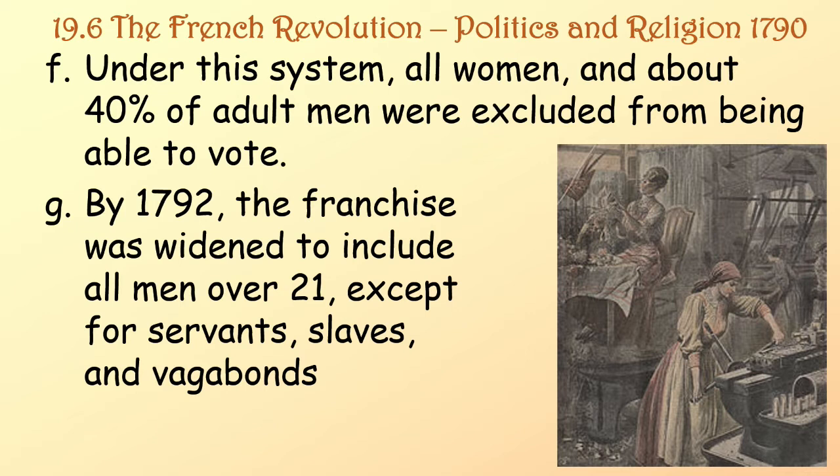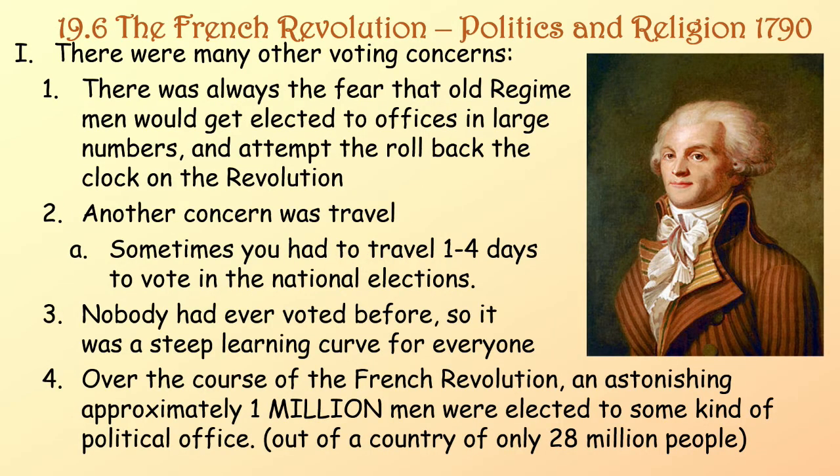By 1792, the franchise was widened to include all men over 21 except for servants, slaves, and vagabonds. There were many other voting concerns. There was always the fear that old regime men would get elected to offices in large numbers and then attempt to roll back the clock on the revolution. Another concern was travel. Sometimes you had to travel 1 to 4 days to vote in the national elections. Nobody ever voted before, so it was a steep learning curve for everyone.